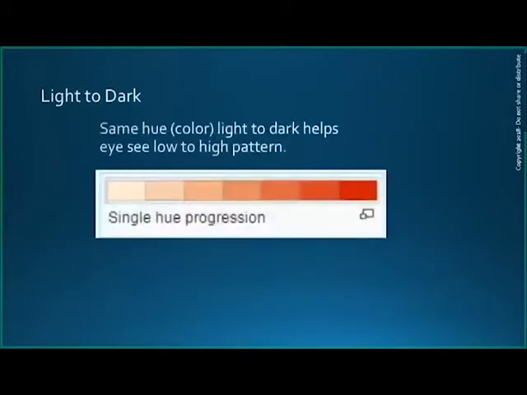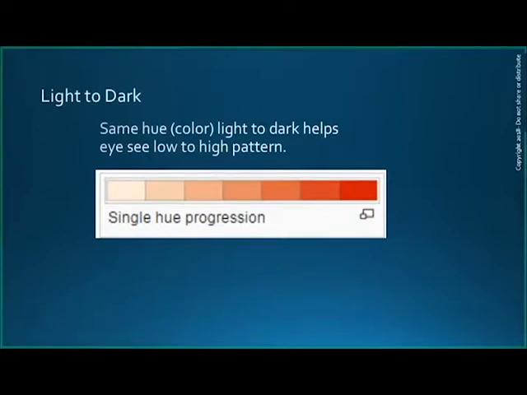So again, 1, 2, 3, 4, 5, 6, 7. So there are 7 hues, or 7 shades, I guess, of this light to dark. I would argue that some of these are probably too similar to really get your point across, but you get the idea.